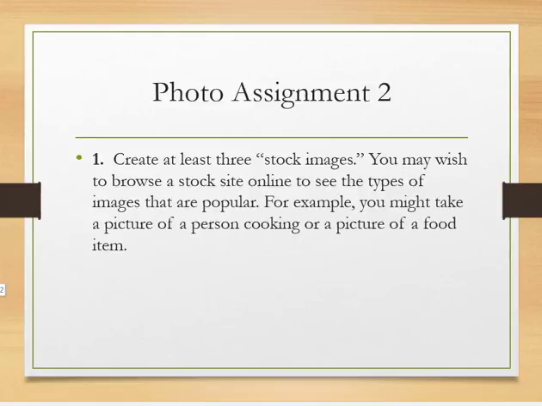For photo assignment 2, we will be following prompt number 1. And what this is asking is to create at least 3 stock images. You may wish to browse a stock site online to see the types of images that are popular. For example, you might take a picture of a person cooking or a picture of a food item. What's hard with that is sometimes the lighting. If you're taking food or someone cooking in a kitchen, your lighting can be difficult.